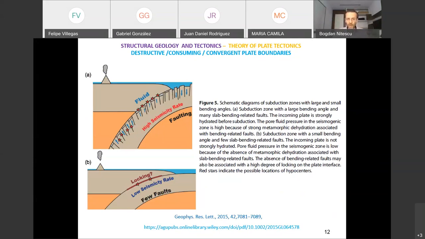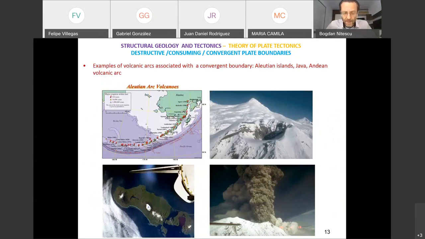All right, so this being said, just to show you some examples, in this case, instead of showing you the Andes, because we will be discussing the Andes, I decided to show you something from very far away on the northern side, in the Aleutian Islands. You see, this is Alaska, and this is the Bering Sea, and then the Bering Strait, and on the other side is Russia with the Kamchatka Peninsula. You can see the Aleutian Arc volcanoes, this string. This is a very good example of a volcanic arc associated with a convergent boundary.